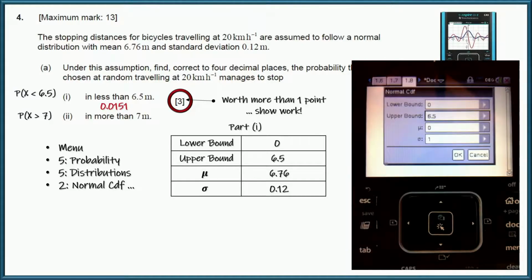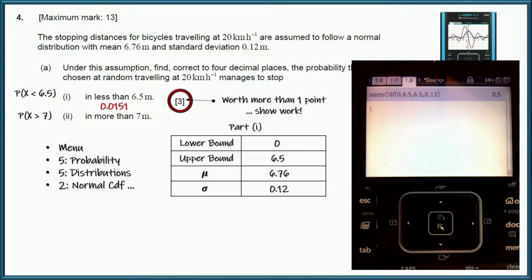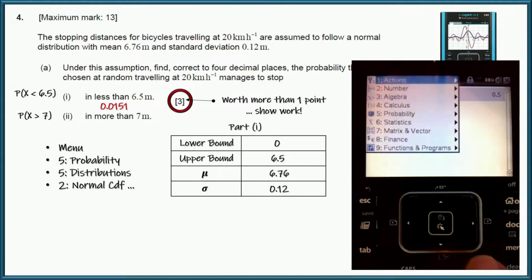So we're going to type in 6.5 and 0.12, and then you hit enter. Oh, yeah, just okay. Enter. Oh, and I made some kind of silly mistake. Oh, I see what I did. All right. Menu.